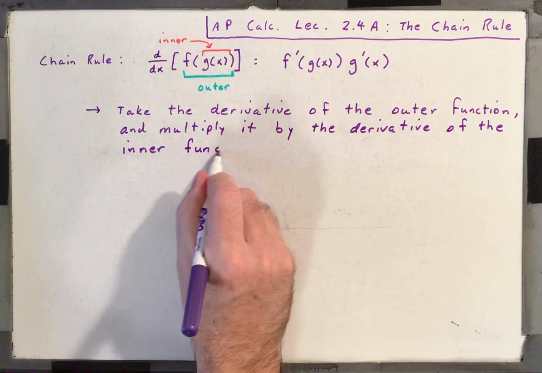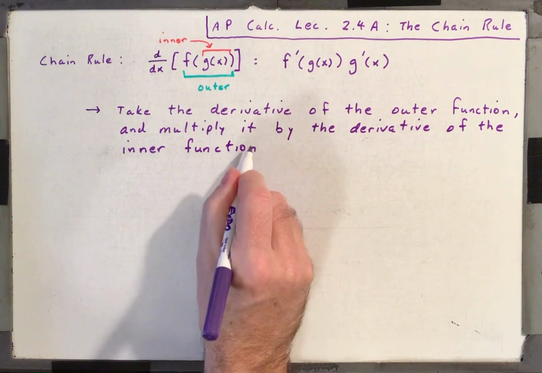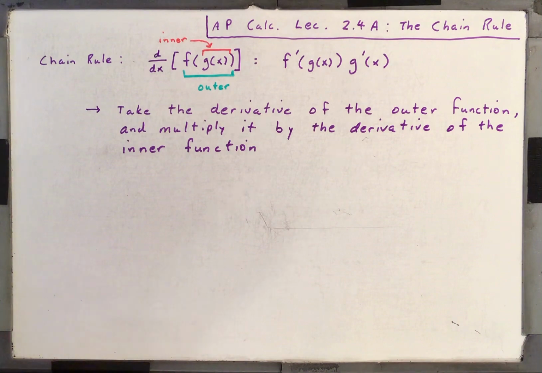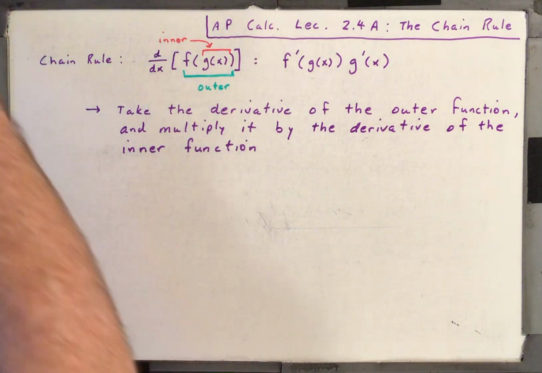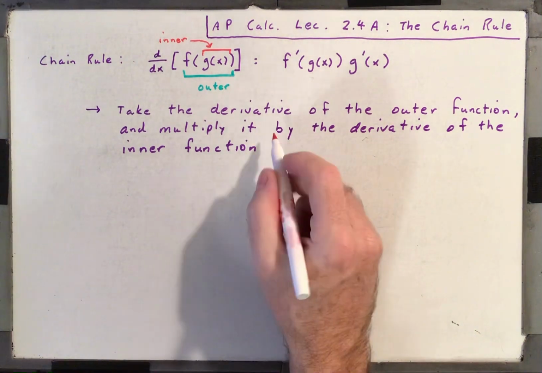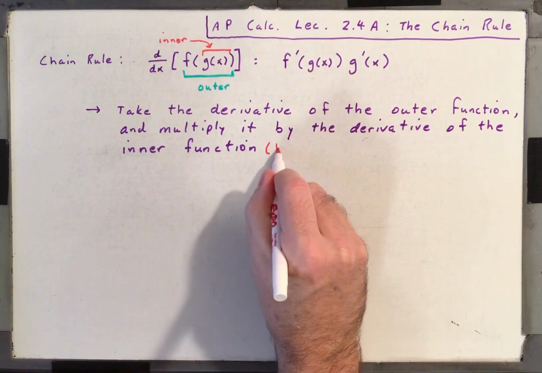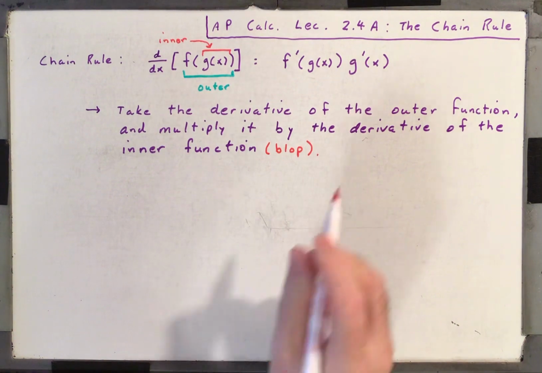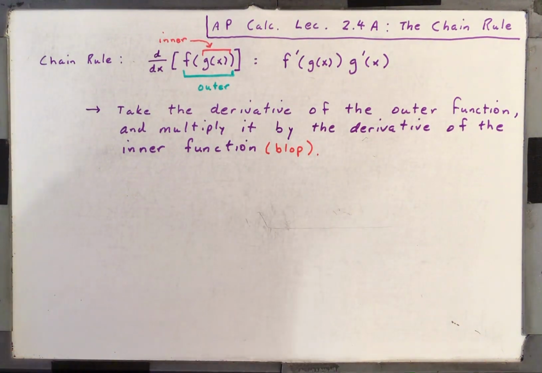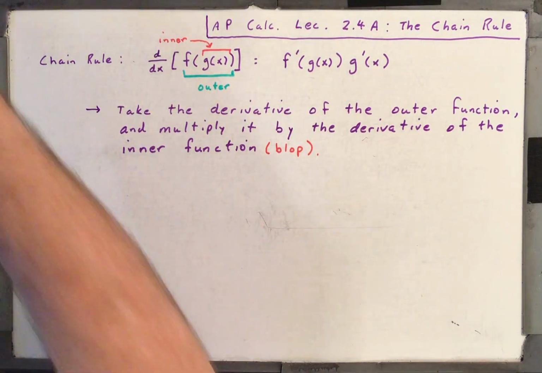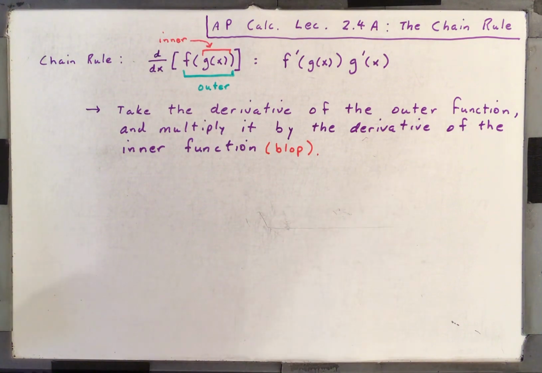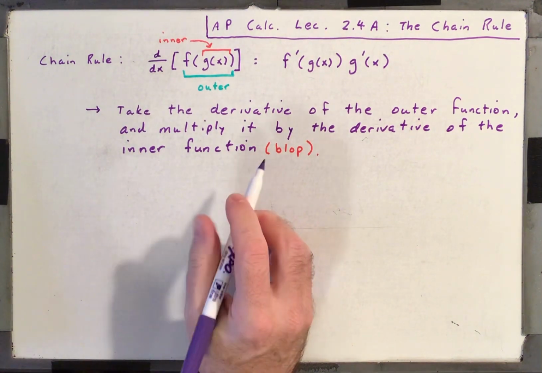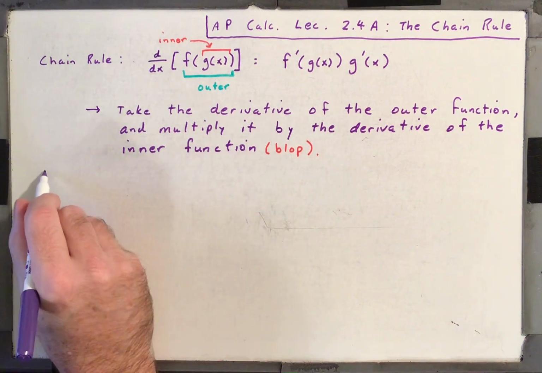Now, I'm going to give a nickname to the inner function so I'm not always constantly saying those four syllables. And I did get this from another teacher. The inner function we are going to call the blop. All right, inner function is the blop. That way I can say the derivative of the blop instead of inner function again and again. Okay, let's do an example.